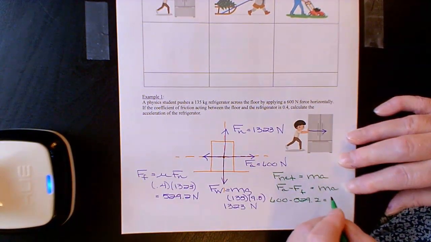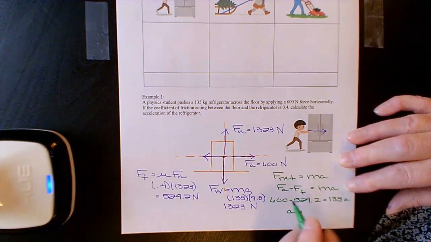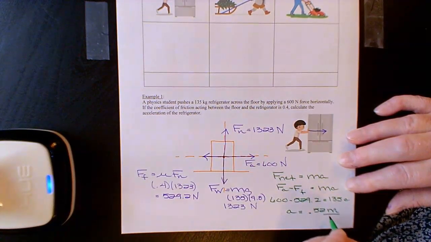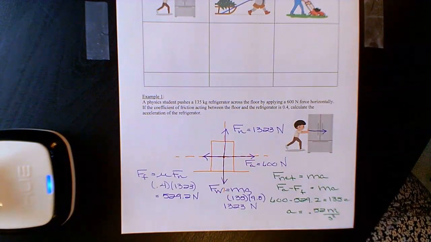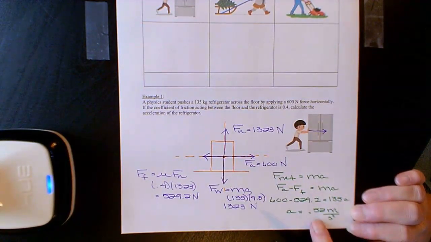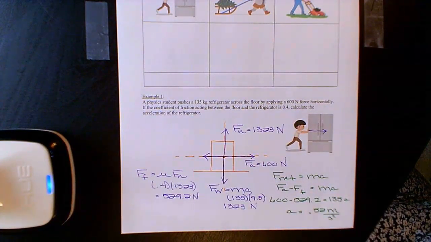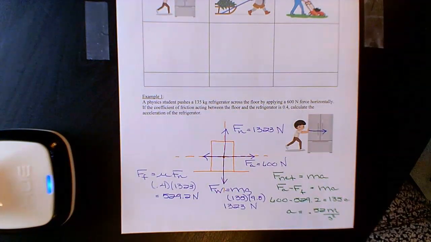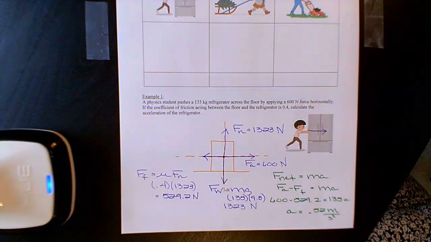So let's finish this one. I already number crunched everything just to go a little bit faster here, and I get 0.25 meters per second squared. So when this student applies the force and pushes on the refrigerator, it's going to have an initial acceleration of 0.25 meters per second squared. It doesn't necessarily mean that he continues with that force as he pushes it across the floor. So this should have had no surprises in this free body diagram.